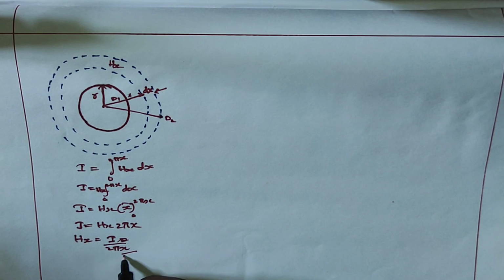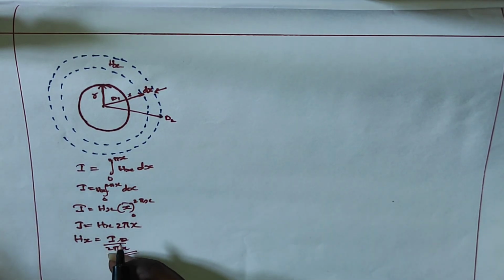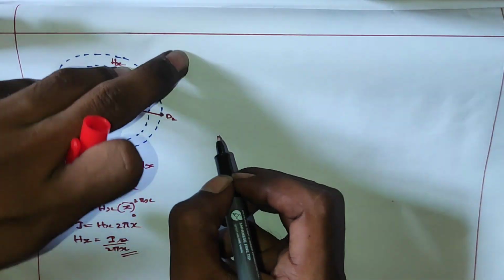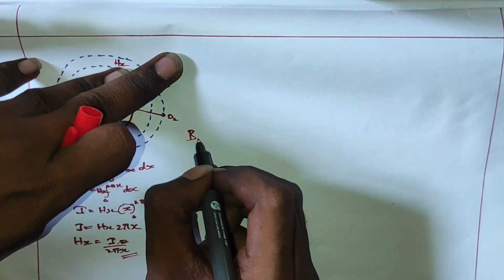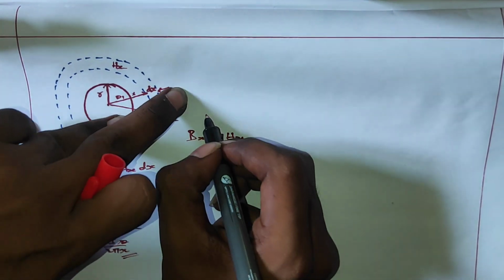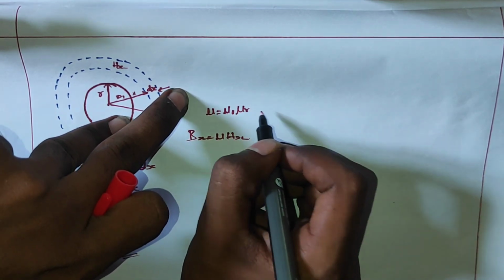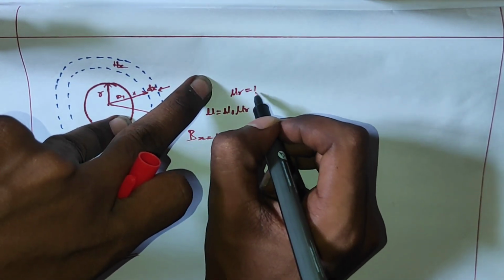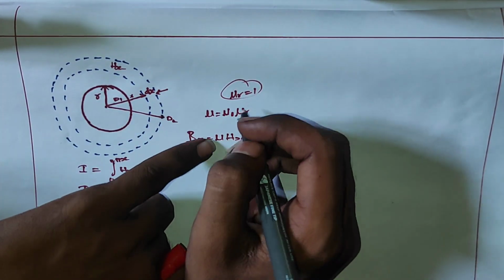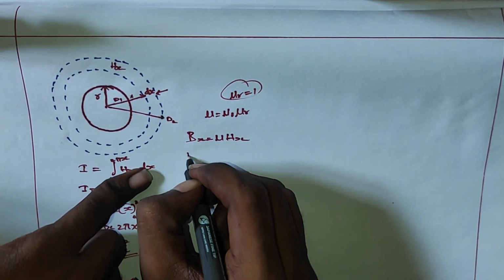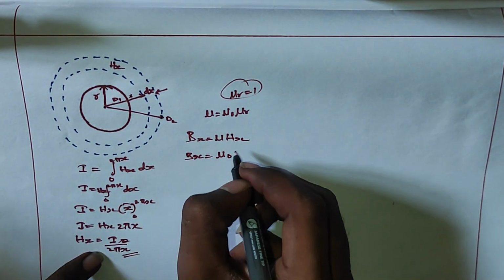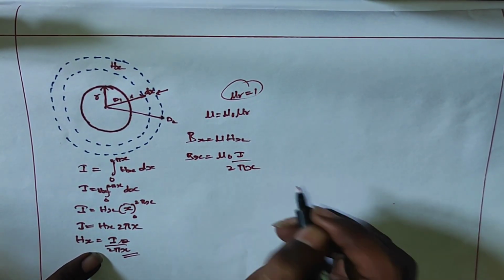We determined what is Hx. Now what is our duty? We need to determine the flux density over here. For that we have a formula, that is Bx equals mu Hx. Here mu equals mu naught mu r, where the mu r value will be 1 if we consider the medium as air. Since it is air, mu r will be 1, therefore mu equals mu naught. Therefore Bx equals mu naught, and Hx will be I by 2 pi x.